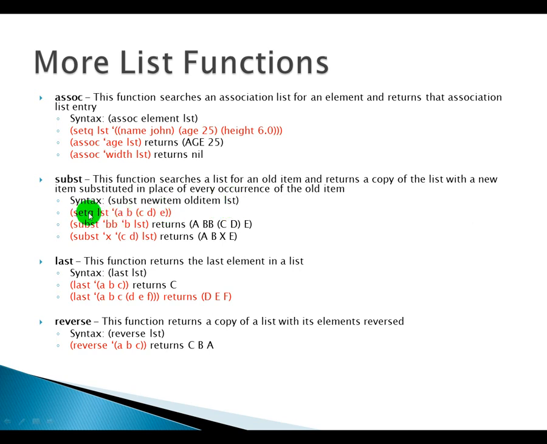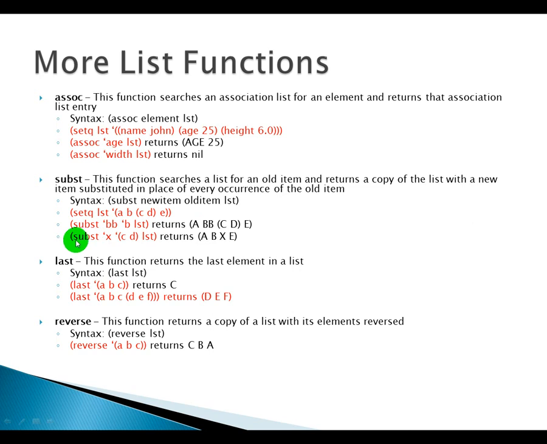For example, we have a list of A, B, a list of C, D, and E, and it's stored in a variable LST. If we issue a subst function with the new item, which is BB, and the old item, which is B, in our list variable, it should return us the new list with the substituted value. So basically, in this case, we are substituting the B with the BB. So now we have A, BB, CD, and E.